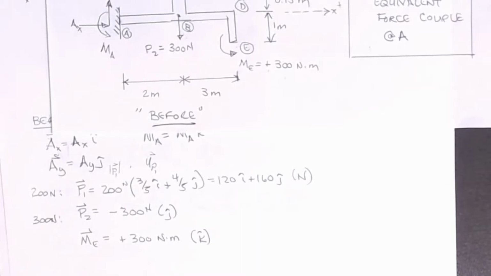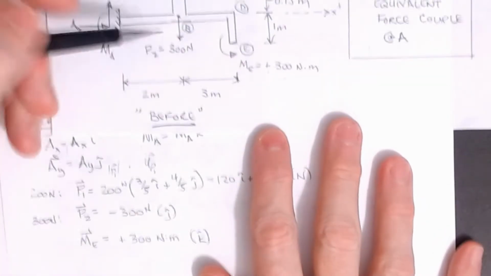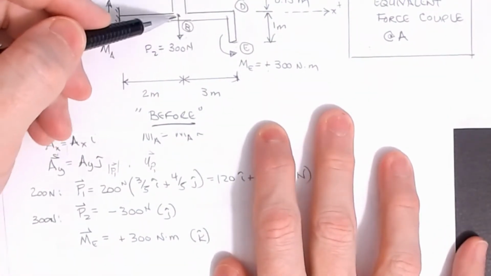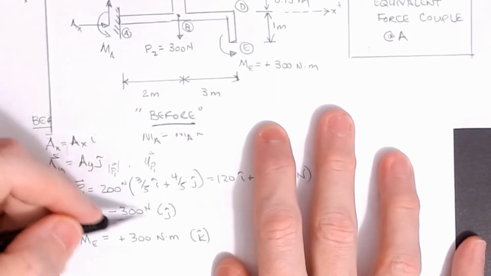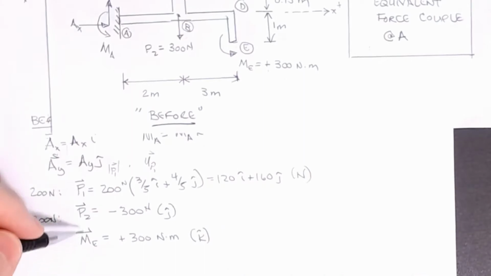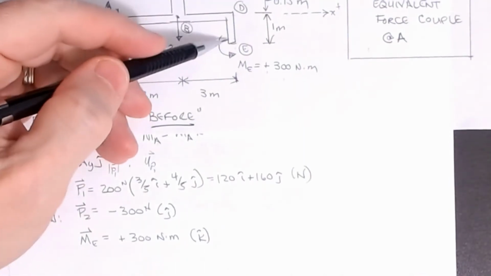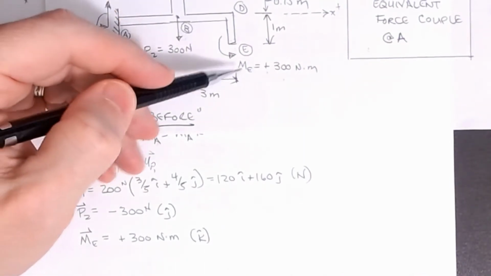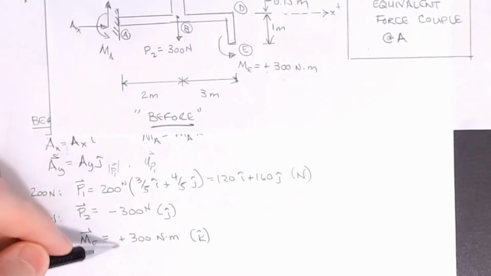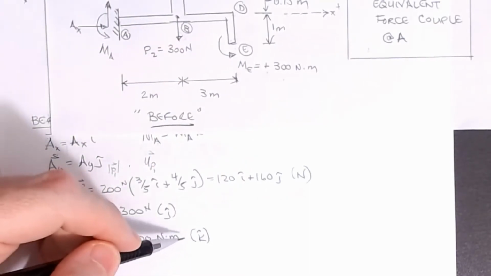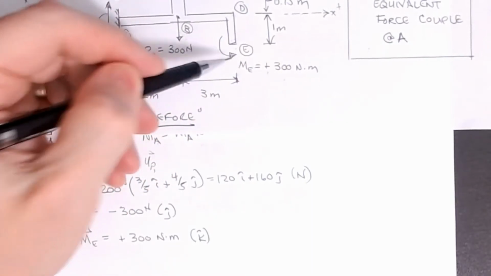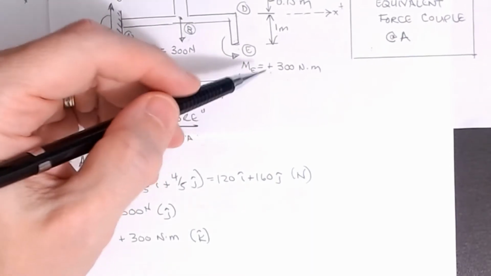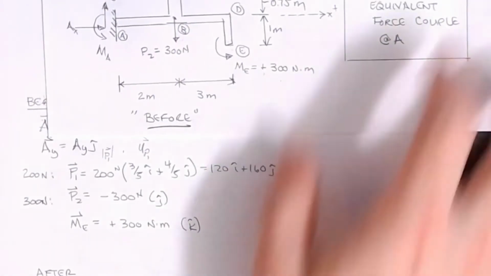That gets me that one. P2 is a little bit easier. It's just simply acting in the J direction, but it's a negative J. So P2 gets written as minus 300 newtons J. And then the moment at E, which is the moment out here at this point, we said it was clockwise 300 Newton meters. So I'm going to write that as a plus 300 Newton meters K. And I think I said clockwise, it's counterclockwise as indicated by the arrow. So that's plus 300 Newton meters K. All right, so that's our scenario for that one.